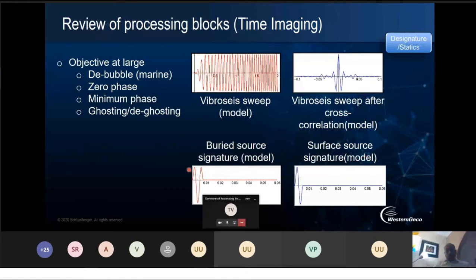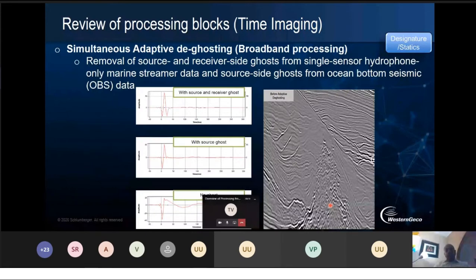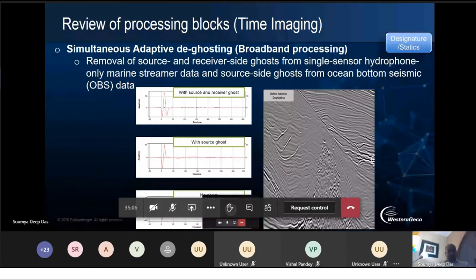So what do we do with that? Other than the basic use of 1D filters and all other stuff, in the current world, what we normally call in industry terms is deghosting. In certain companies, it is called simultaneous adaptive deghosting, which means you deghost both source and receiver side. And what's the purpose of it? To get broadband processing. You will understand what I'm saying when I put the example forward.